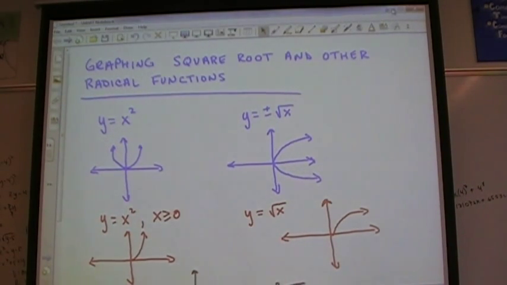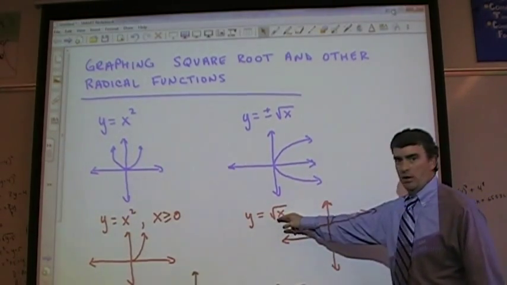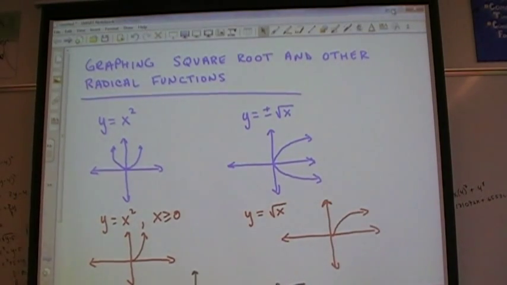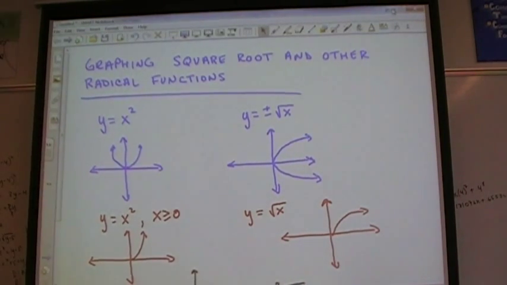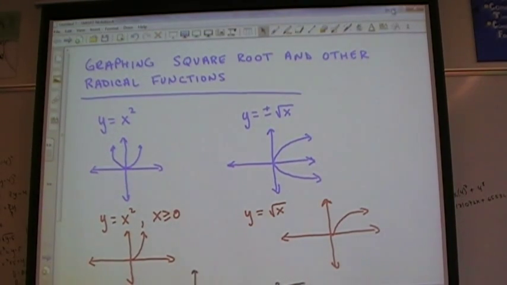When would it ever open to the left? If I had a negative in with the x. Okay? So if this were y equals square root of negative x, then we'd take that shape. If that one were less than, then you would go on the other side. Less than or equal to 0, you would go on the left side, yeah. Okay.